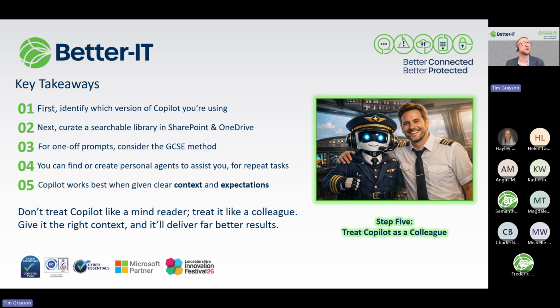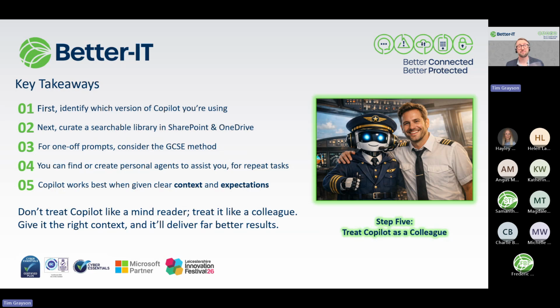Third takeaway: for one-off prompts, consider the GCSE method. We just talked about that in depth, so I'm not going to go into that any more. And then also, you can find or create personal agents to assist you with repeat tasks. So remember, GCSE method for one-off prompts, when you're trying to get everything as perfect as you need. But for repeat tasks, consider using the little wizard that's within Copilot already to create those agents.